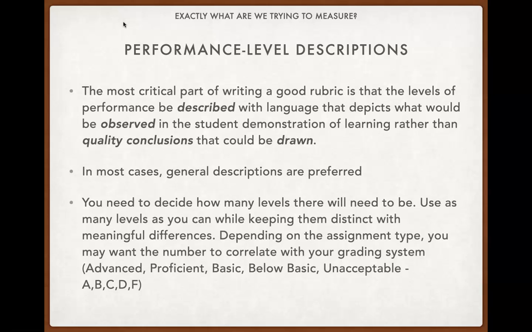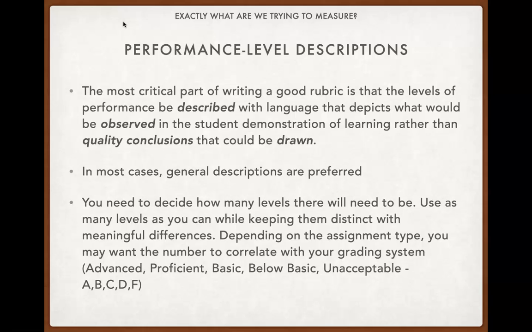You need to decide how many levels there need to be within your rubric. So essentially, how many columns or how many different levels are going to be within your criteria. Use as many levels as you can. This is critical. Use as many levels as you can while keeping them distinct from each other with meaningful differences separating them. That's the critical step in this.